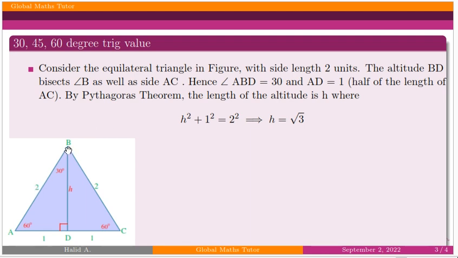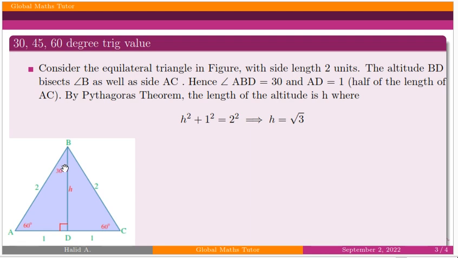It means you have an altitude, this BD, which bisects this angle ABC into 2. It means it will divide this angle into 30 degrees and 30 degrees. And when it bisects this, the length AC will be divided equally into 1 and 1 unit. Thus, we can find the length of the altitude h using the Pythagoras theorem. Simply 1 squared plus h squared gives 2 squared. So h will be found to be radical 3.